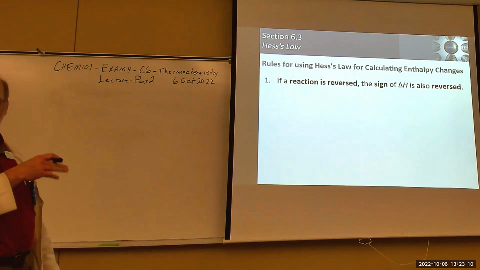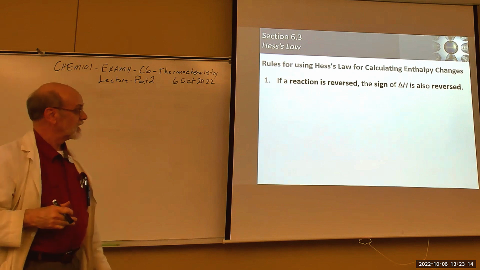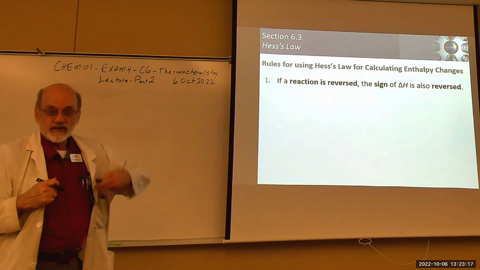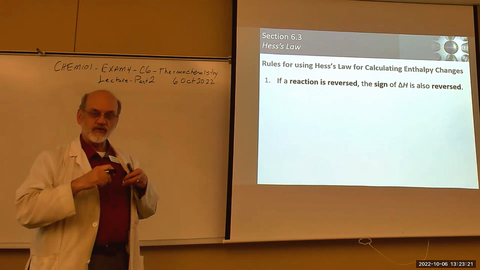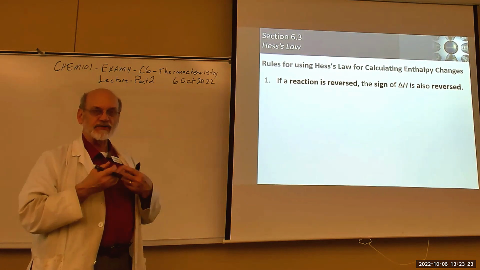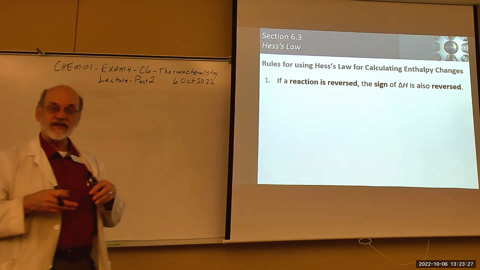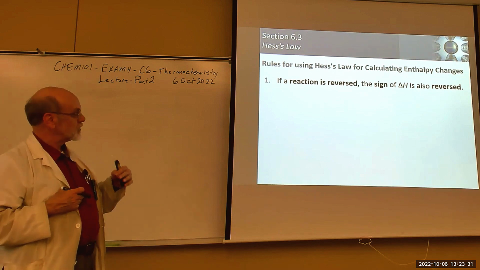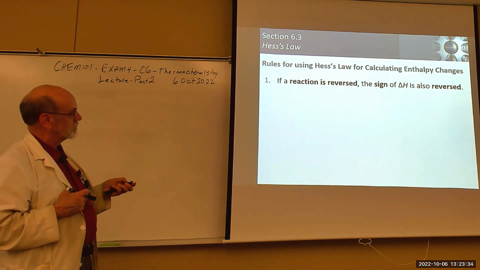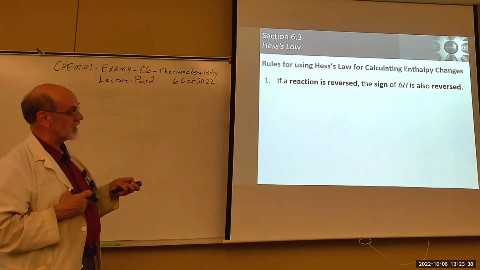Okay, Professor Dave mentioned rules. If you're going to add equations together and use Hess's law, the equations that you eventually add together must give you the target equation. But you can take the component equations and manipulate them. You can either reverse them. If it's necessary to reverse the equation, then you just change the sign on the delta H.